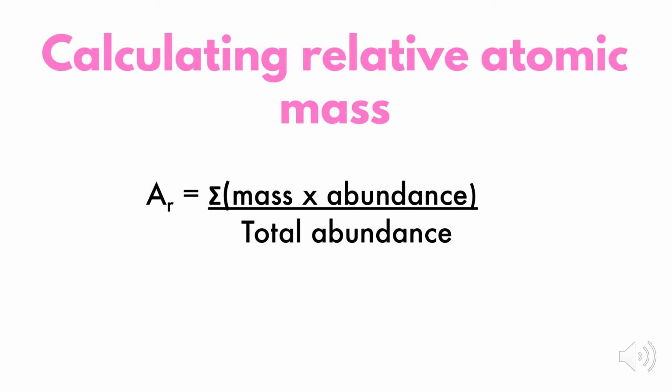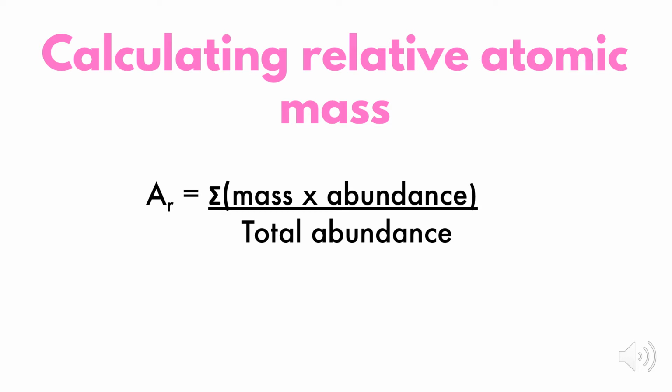So let's have a look at the equation for calculating the relative atomic mass using mass spectrometry data. The relative atomic mass is equal to the sum of the mass times the abundance of each isotope of an element, divided by the total abundance. And remember, we calculate the total abundance just by adding up the abundances of each of the isotopes. Now, I'm hoping that this looks familiar, but if not, you need to take a look back at your school notes or your textbook to see what you've missed.